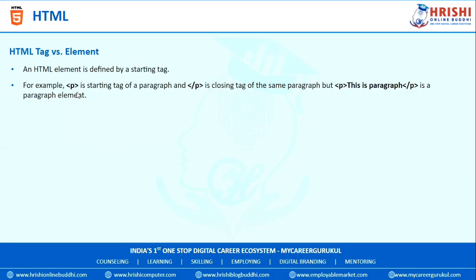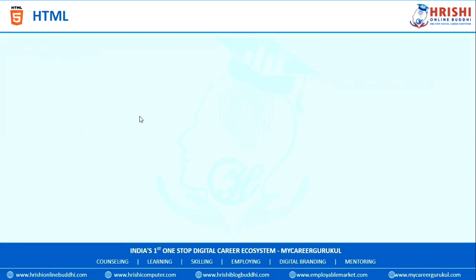So let's see what I have written here. The P tag is the starting tag of a paragraph, and the closing tag of the same paragraph is also a tag. But the whole paragraph, with its closing, is a paragraph element. Consider the opening of the P tag, the closing of the P tag, and the content inside; the whole is known as an HTML element. So let's go to the next topic.